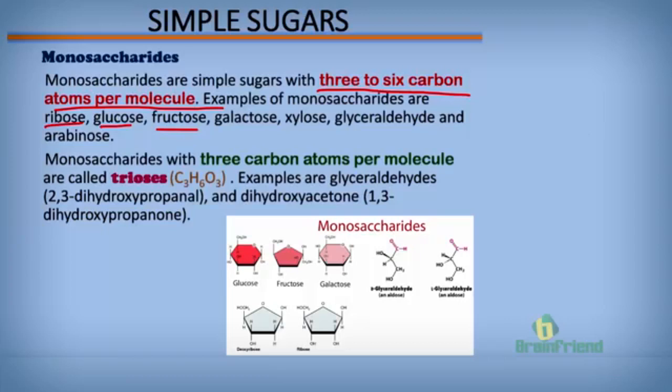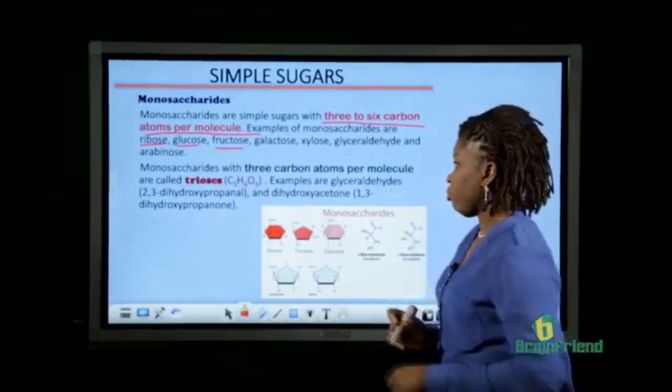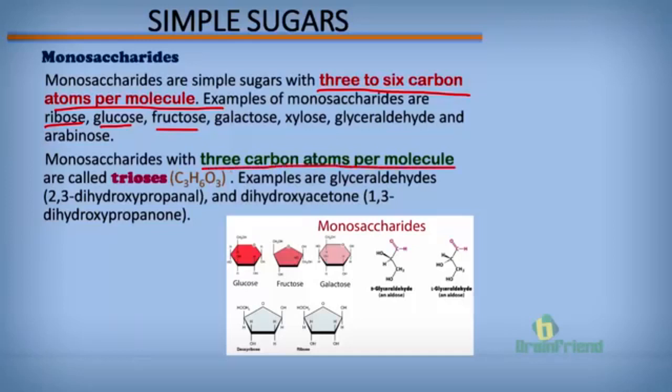There are several others. Now, we say that they are made up of carbon atoms ranging from 3 to 6, right? Now, we'll look at what each of these monosaccharides are called depending on the number of carbon atoms they possess. Monosaccharides with 3 carbon atoms per molecule are called trioses. Examples are glyceraldehyde and dihydroxyacetone. We can see glyceraldehyde on the board. It's made up of 3 carbon atoms, carbon 1, 2, and 3. Such a sugar is known as a triose.